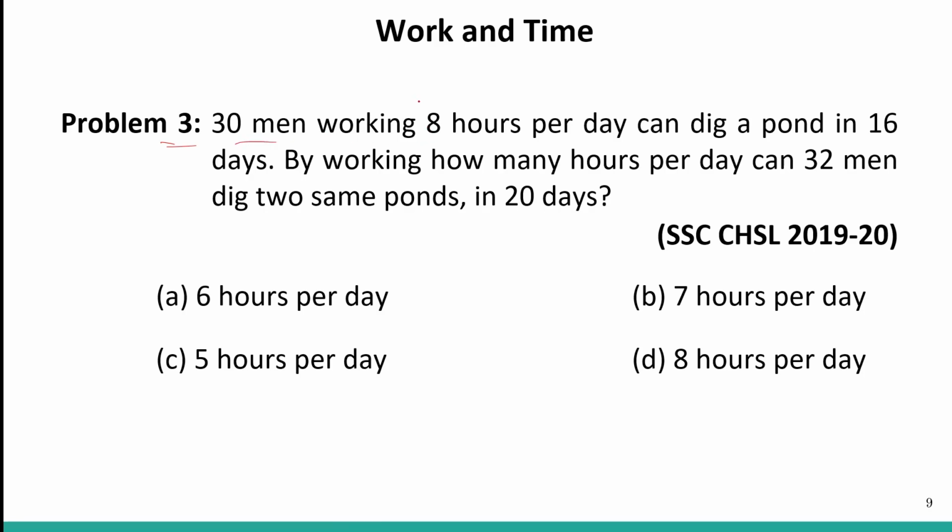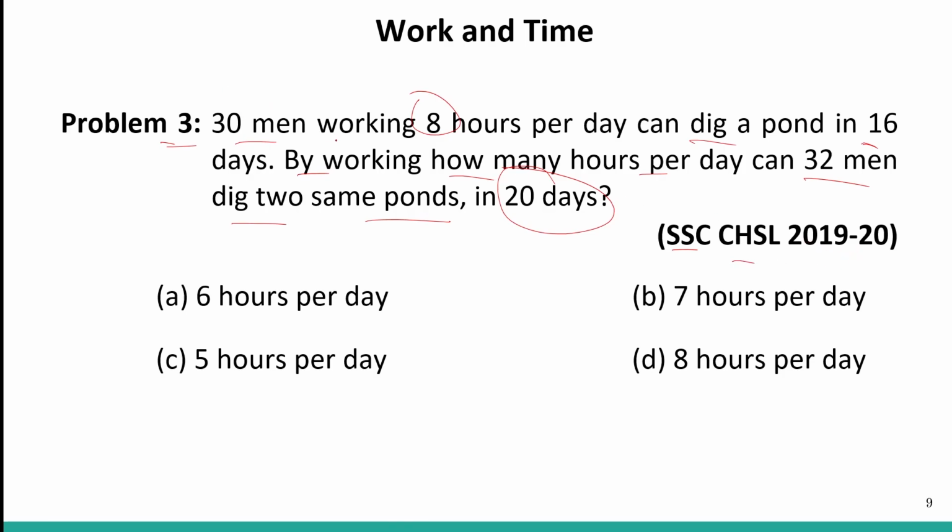If 30 men working 8 hours per day can dig a pond in 16 days, by working how many hours per day can 32 men dig 2 same ponds in 20 days? Is it 6 hours per day, 5 hours per day, 7 hours per day, or 8 hours per day? Let's evaluate which among these 4 options is correct. This question has been asked in the SSC CHSL 2019-20 paper.